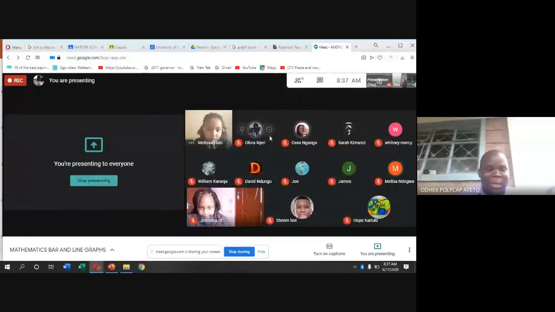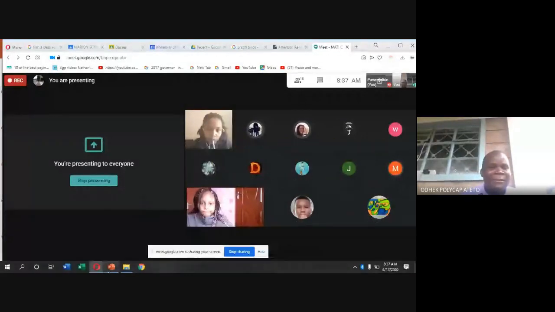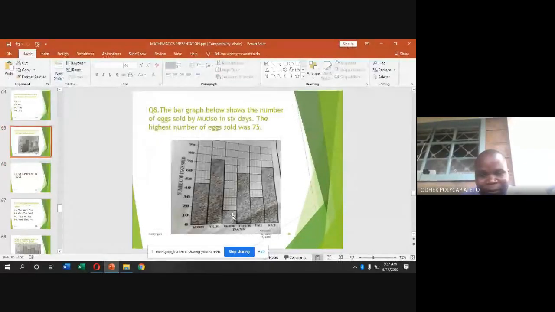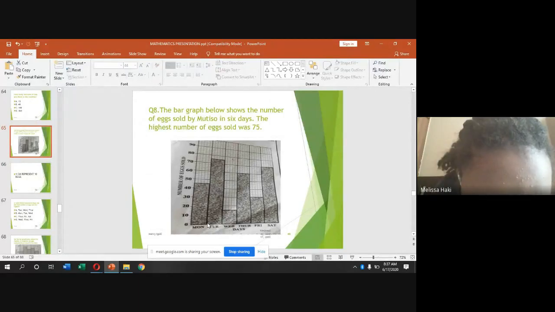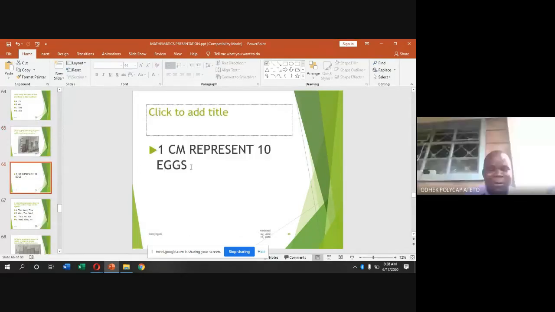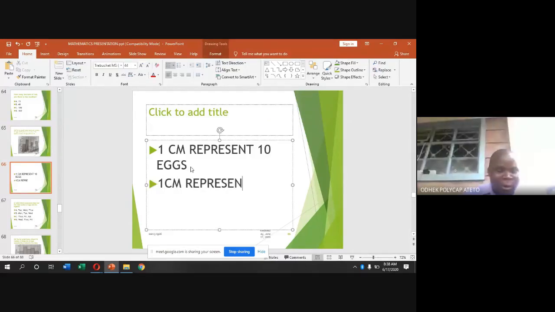Melissa, can you now tell us on the horizontal axis? Horizontal axis, Melissa. 1 centimeter represents 1 day. So that's how we write the scale. You look at one box. That box is what we call 1 centimeter, so it represents 1 day.